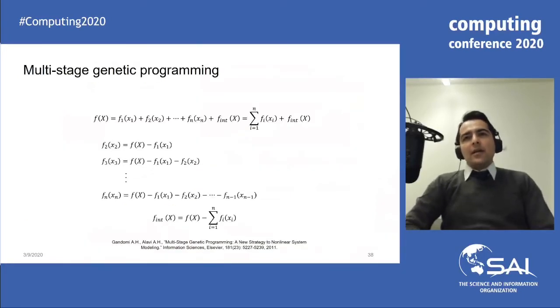And now finally, the method I proposed is called multi-state genetic programming. What I did in this method is decompose the problem for each variable, which means first I use variable 1 for modeling, then the second variable, and so on up to the last variable, and then another function for modeling interaction between variables. So this is the simple structure of multi-state genetic programming, and the rest shows how we come up with each function and how we do each step in this modeling.